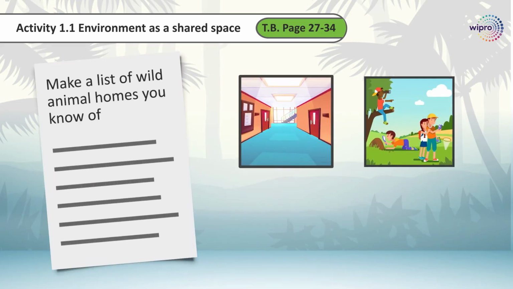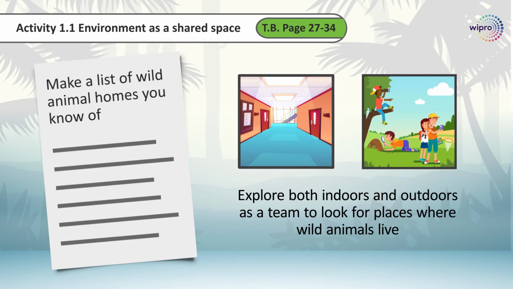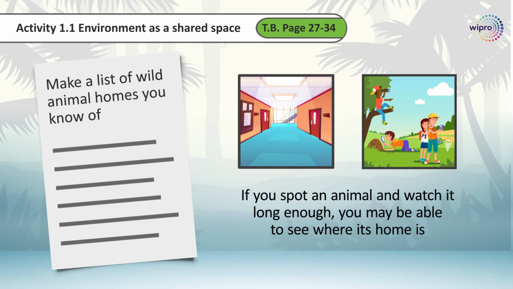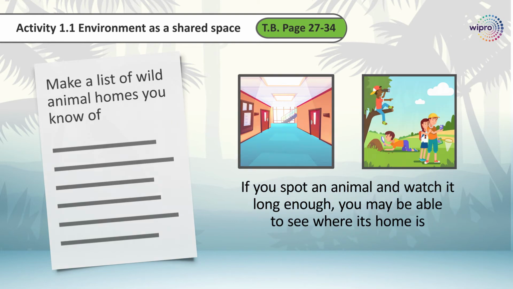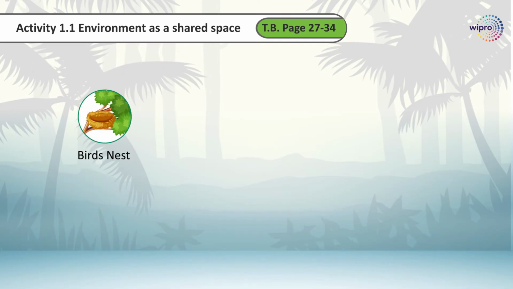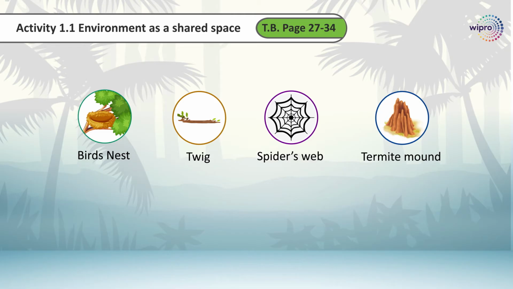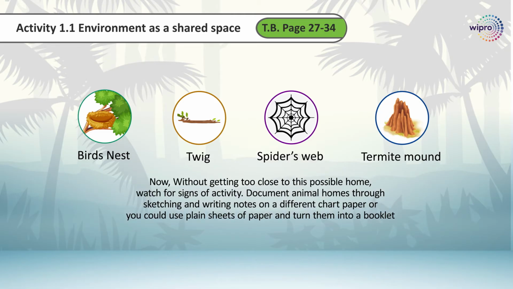Explore both indoors and outdoors as a team to look for places where wild animals live. If you spot an animal and watch it long enough, you may be able to see where its home is. It could be a bird's nest in the tree, twig, a spider's web, or a termite mound. Now, without getting too close to this possible home, watch for signs of activity.